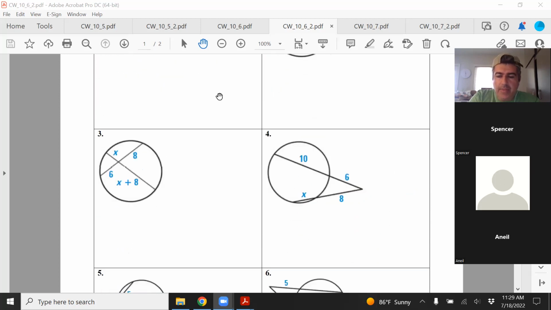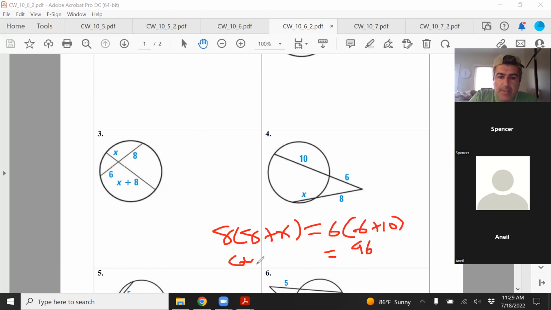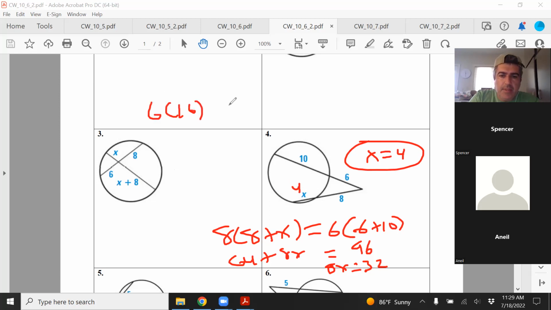For number 4, you have the external segment, so 8 times 8 plus x, the whole thing, equals 6 times 6 plus 10. So that's going to be 96 on the right side if you use a calculator. And that's going to be 64 plus 8x. 8x equals 32, x is 4. So x is 4 for that one. That makes sense because you'd have 6 times 16 equals 8 times 12. So, okay.